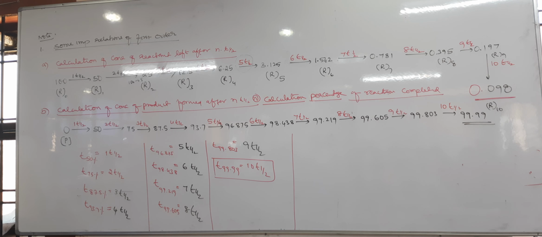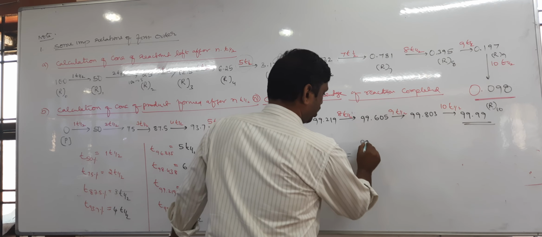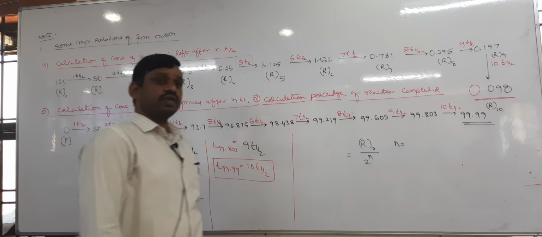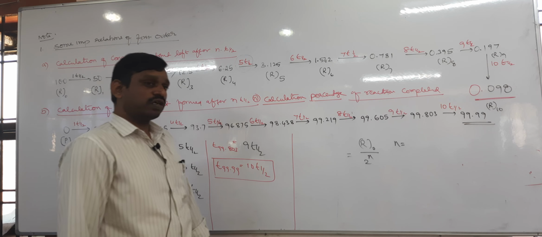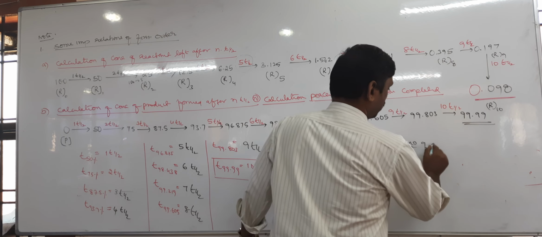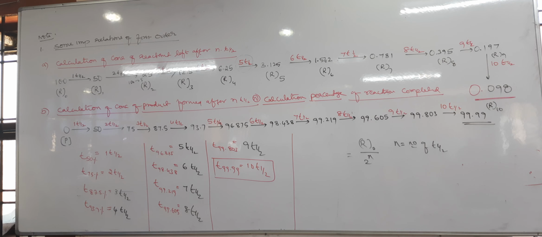Next, take one formula. The amount of the reactant left after nth t half is equal to the initial concentration divided by 2 power n. Here n equals the number of t half.